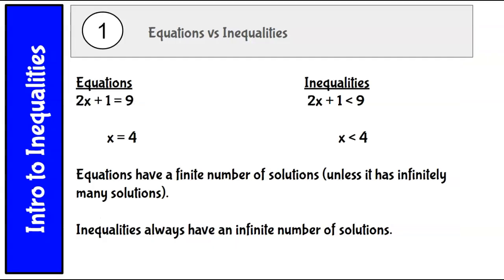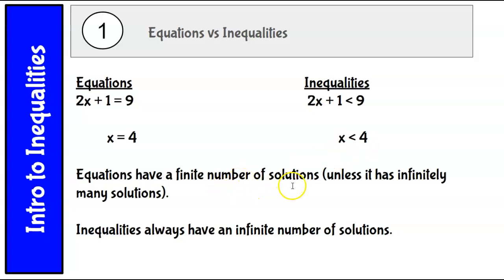Before we go any further, I want to note that both equations and inequalities have the root word of equal. You'll notice that the prefix "in" actually means not equal. So inequalities are things that are not equal. These are examples of equations: 2x plus 1 equals 9. And this is an example of an inequality: 2x plus 1 is less than 9. The solution to the first one is x equals 4. The solution to the second one is x is less than 4.